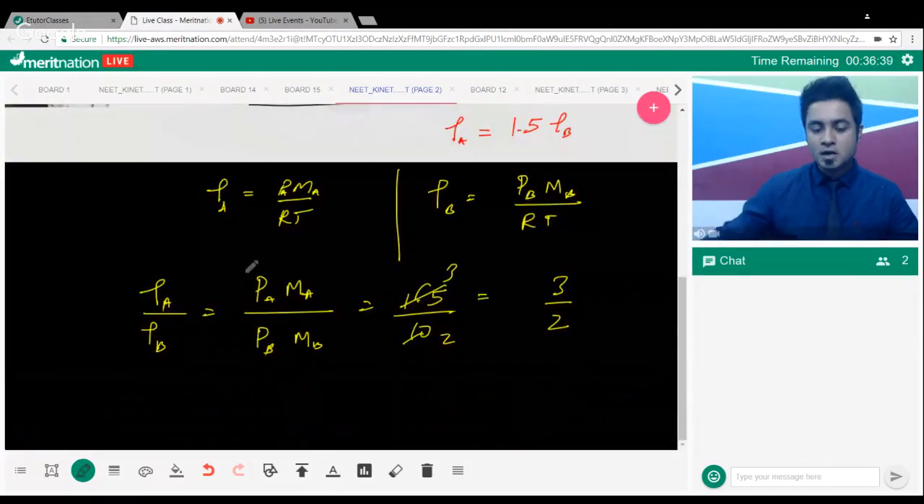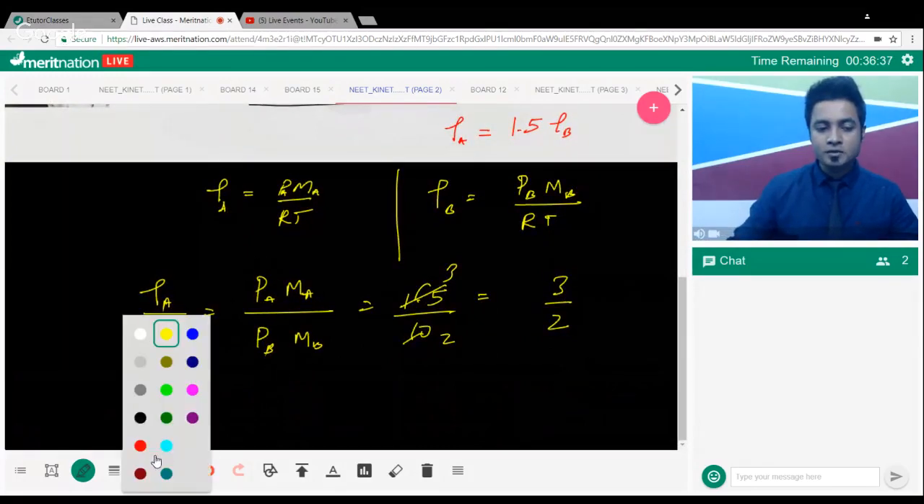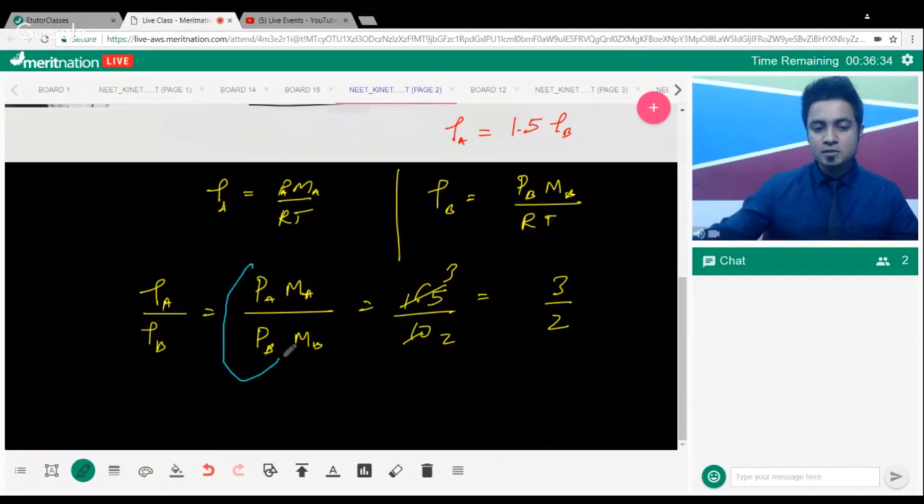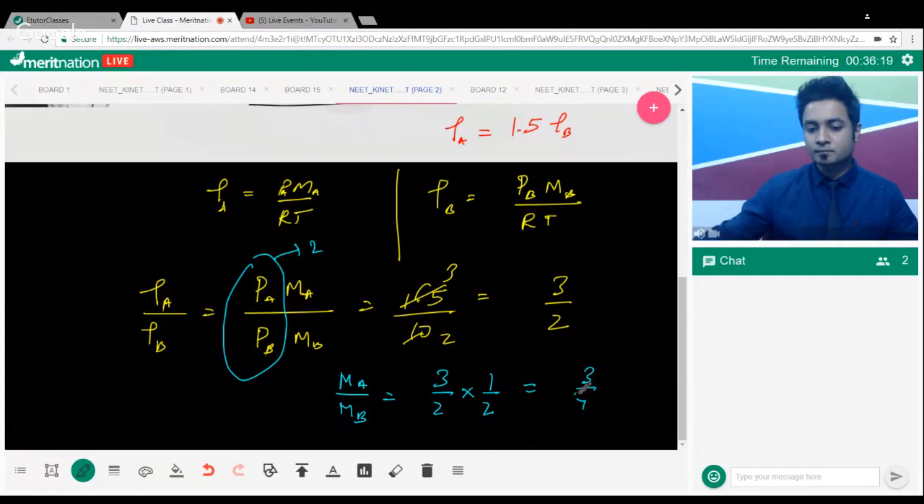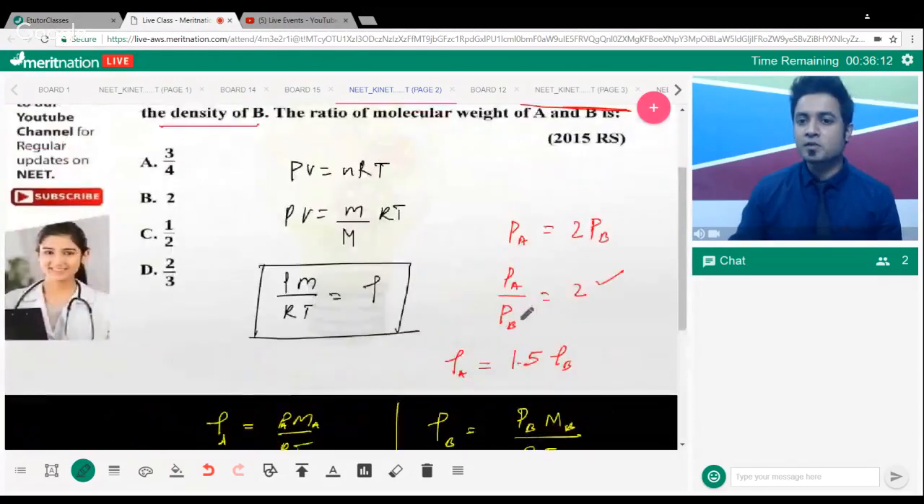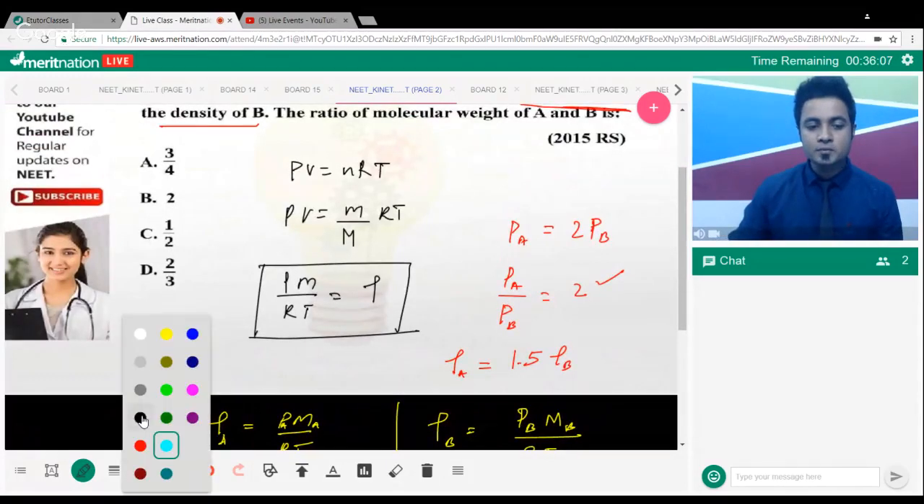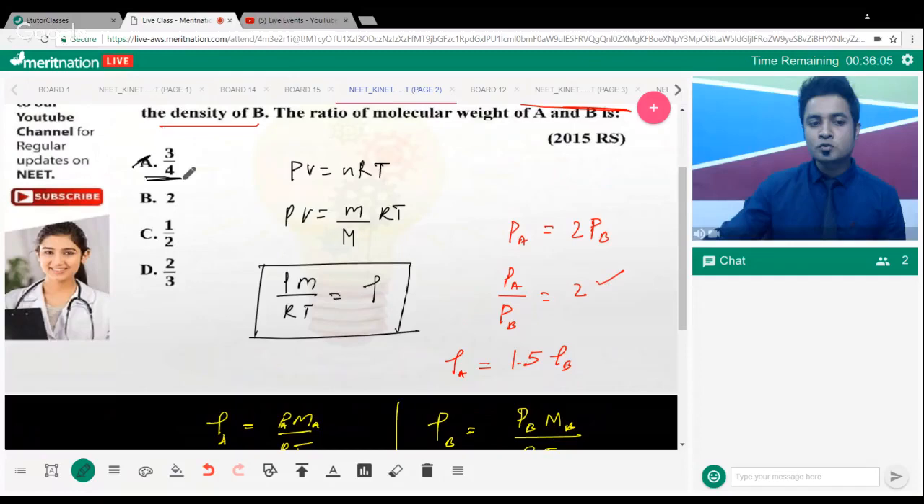This part is given to you as 2. So what is MA upon MB? MA upon MB is 3 upon 2 divided by 2, which is going to come as 3 by 4, right? So this is the ratio. And guys, I don't find this one very difficult, right? So the answer, the first option A, has to be the correct one.